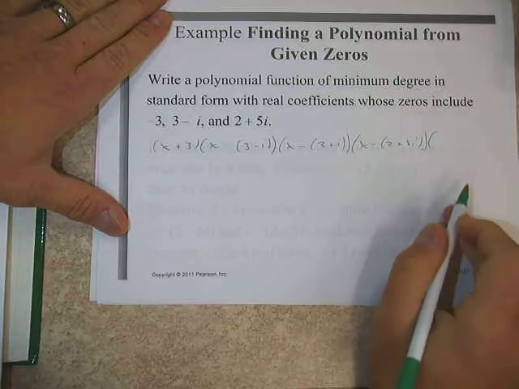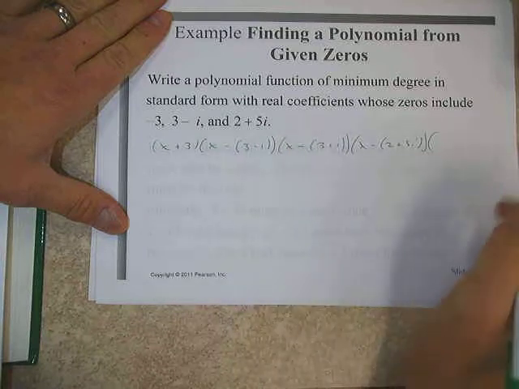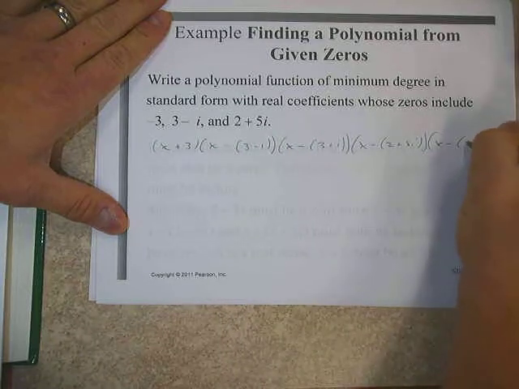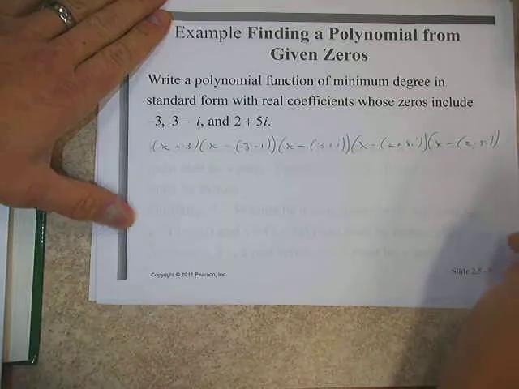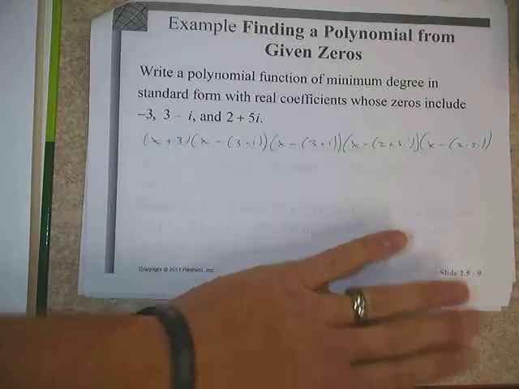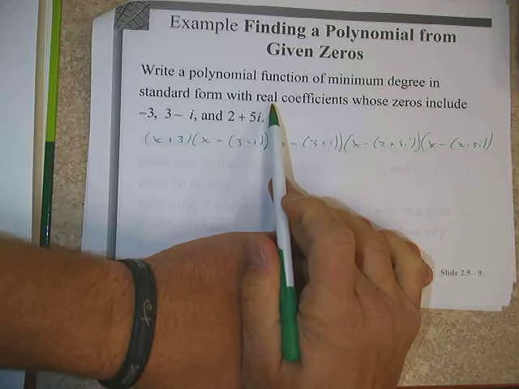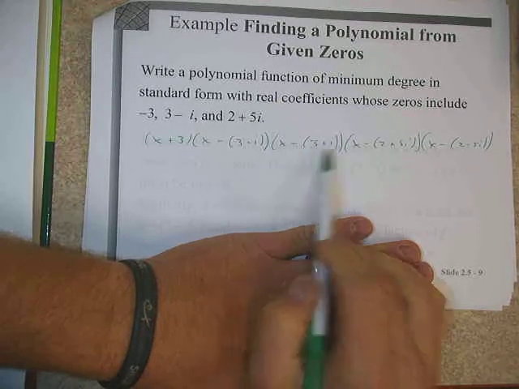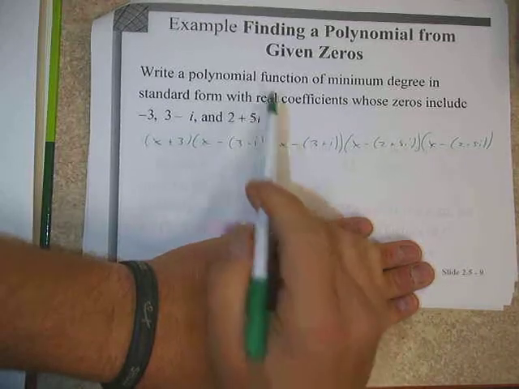3 plus i is also a 0, so we'd write x minus 3 plus i. And then again, we'd write x minus 2 plus 5i. But what else would be a 0 if 2 plus 5i is? x minus 2 minus 5i. And those would be the 5 zeros that we would get in this case.